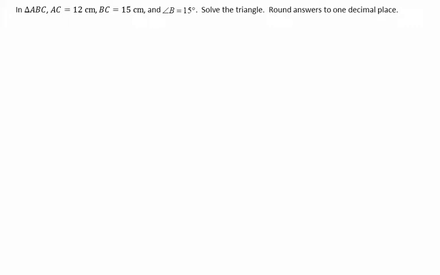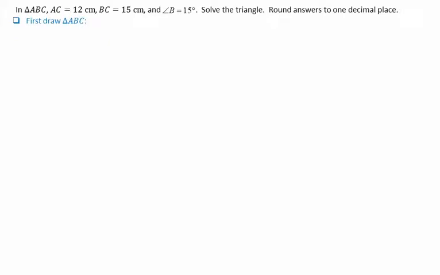In triangle ABC, AC equals 12 centimeters, BC equals 15 centimeters, and angle B equals 15 degrees. Solve the triangle. Round answers to one decimal place.